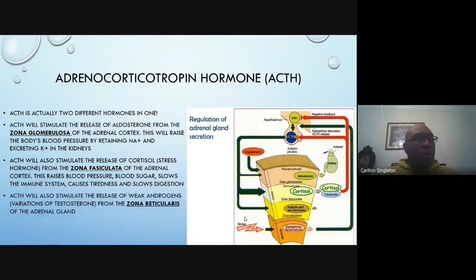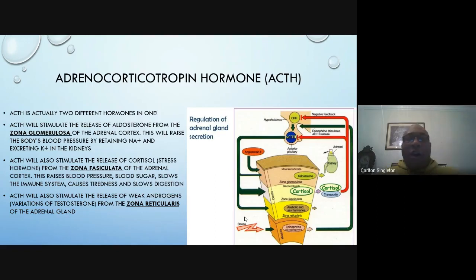ACTH also stimulates the production and release of weak androgens from the zona reticularis. These are variations of testosterone and estrogen. They're derivatives of it, not exact. It's not exactly estrogen or testosterone. It's a derivative of it.